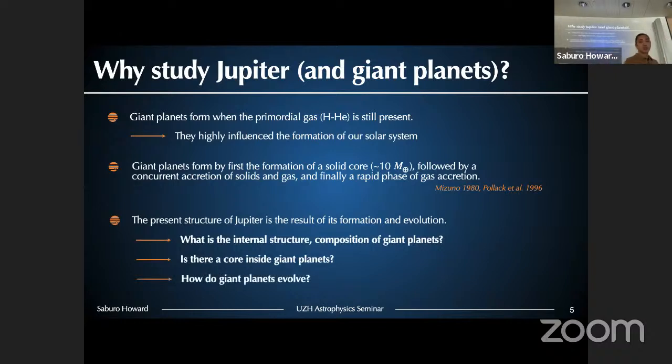What's the internal structure and composition of giant planets? Is there a core inside giant planets? How do giant planets evolve?